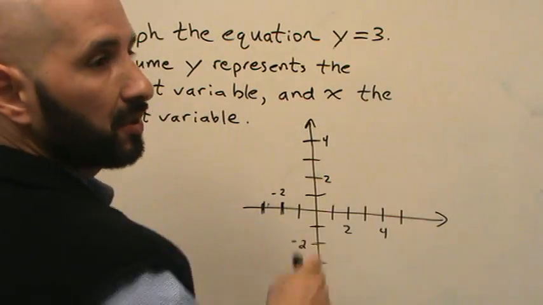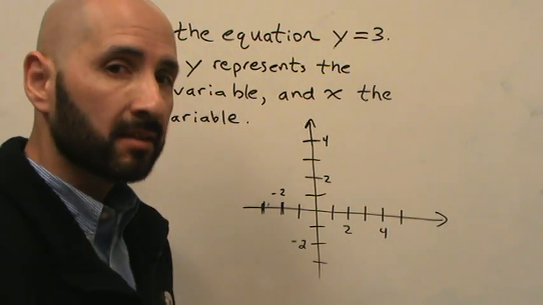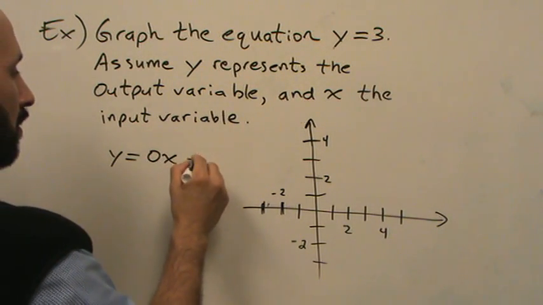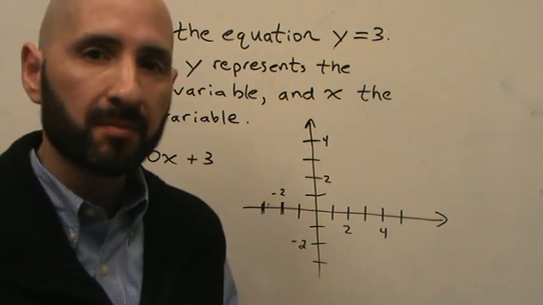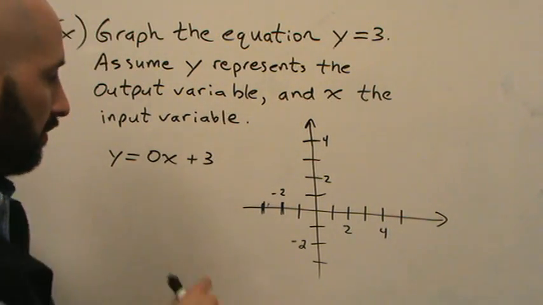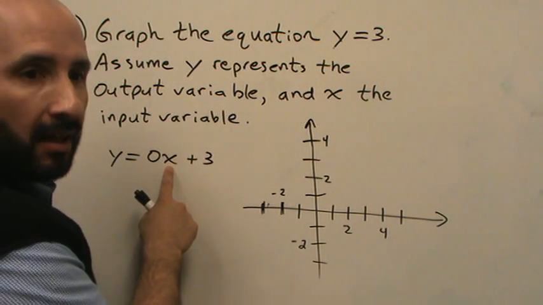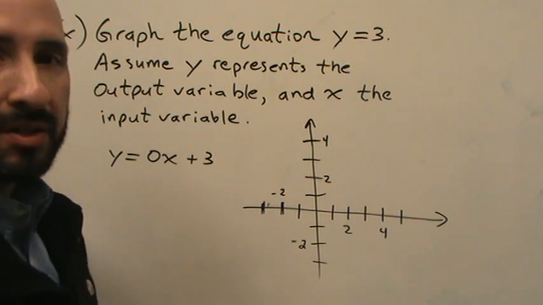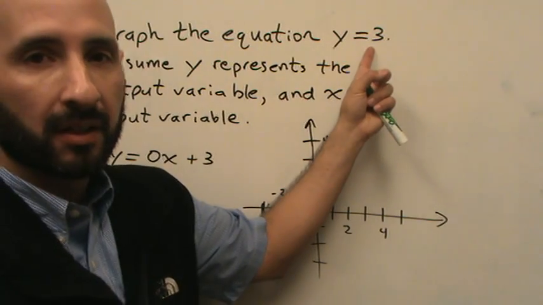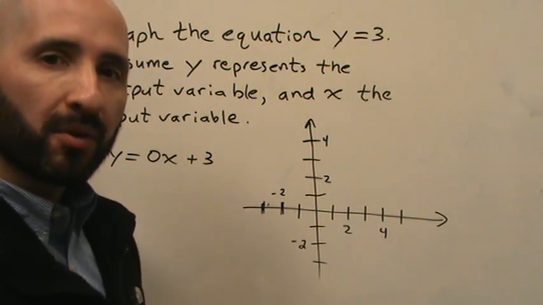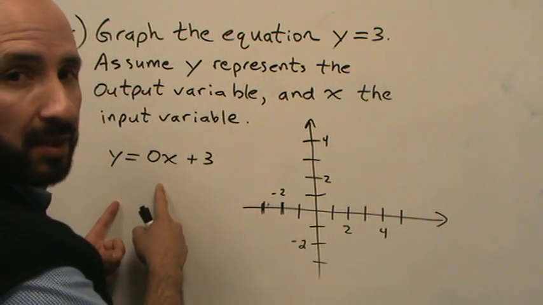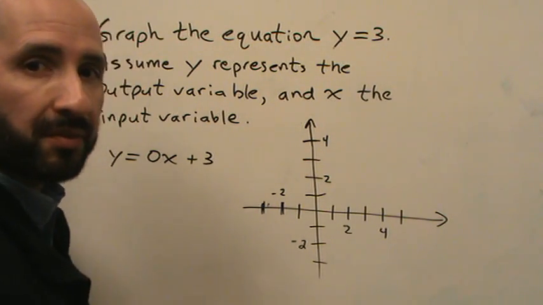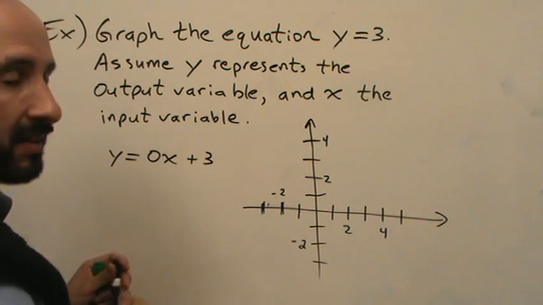Y equals 3 could be written with the input variable in it, like so, where the coefficient of the input variable is 0. And so any value I plug in for x, this term is going to go away because it's being multiplied by 0. So what we wanted you to do is get a feeling for graphing this by plotting 3 ordered pairs that satisfy this equation, and then plot those on a graph and then connect those with a line. So let's go after 3 ordered pairs that satisfy this.